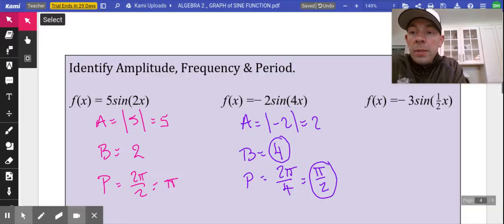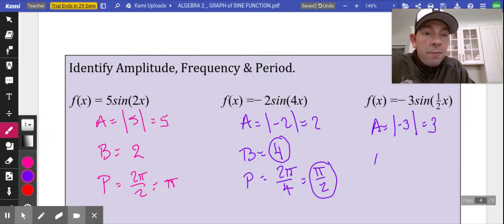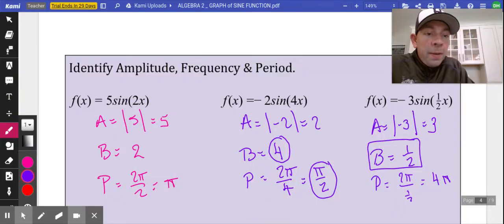All right. So our amplitude is going to be the absolute value of -3, which is +3. Frequency is going to be 1/2. And in this case, 2 pi divided by that 1/2 makes 4 pi. So you're going to see half of a cycle at 2 pi, and you're going to finish your first cycle at 4 pi.